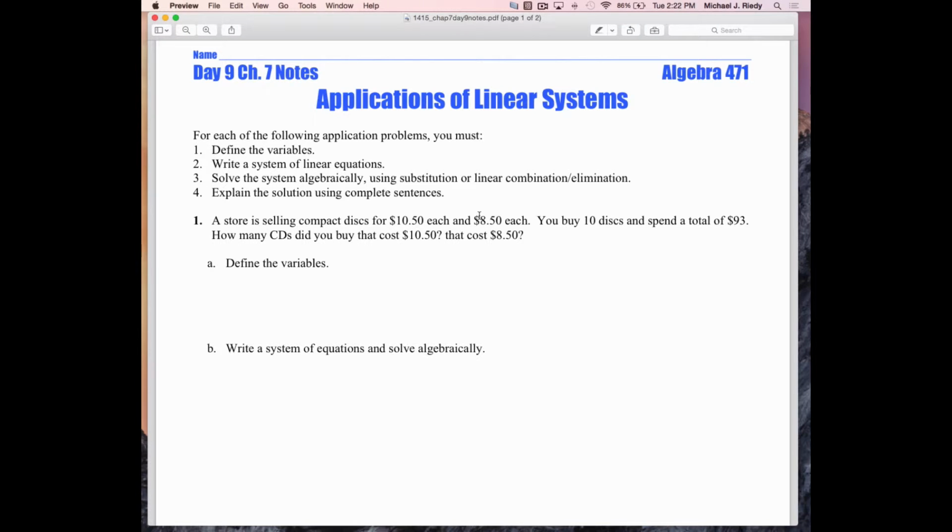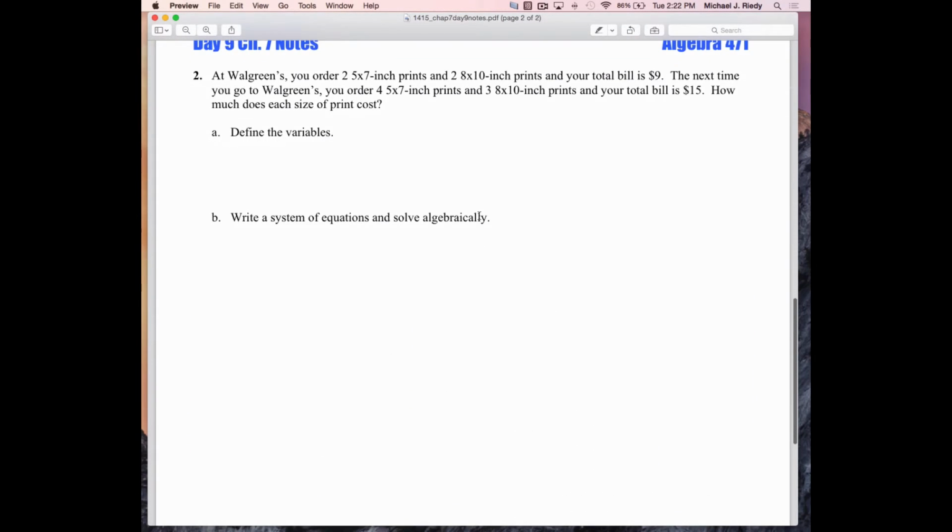What do we got next? Another word problem. All right, we're buying some pictures. At Walgreens, you order 2 5x7-inch prints and 2 8x10-inch prints, and your total bill is $9. The next time you go to Walgreens, you order 4 5x7 prints and 3 8x10 prints, and your total bill was $15. How much does each size of print cost? Joe, what variables would you like to use? Beautiful. It's a safe bet. What do you want X to stand for?